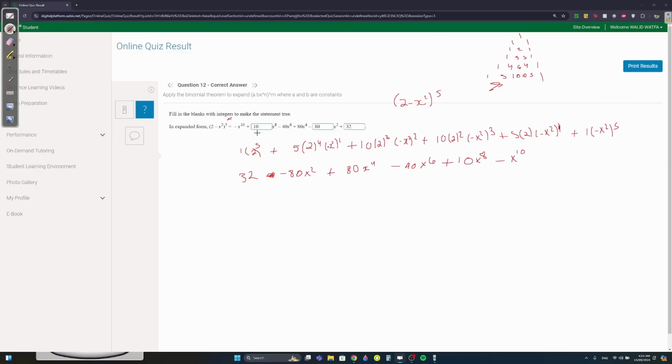Okay, so substitute. Coefficient of x to the 8 is 10, coefficient of x squared is minus 80, and the constant term is 32.